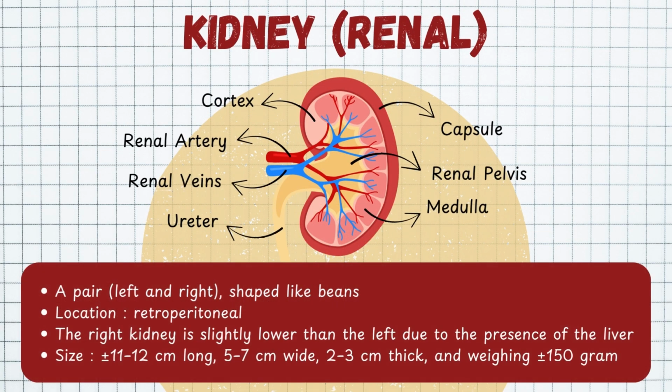The first is the kidney, or renal. In the renal, there's the cortex, capsule, renal pelvis, medulla, renal artery, renal veins, and the ureter. The kidneys are a pair, left and right, shaped like beans. The location is retroperitoneal, and the right kidney is slightly lower than the left due to the presence of the liver. The size is approximately 11 to 12 cm long, 5 to 7 cm wide, 2 to 3 cm thick, and weighing approximately 150 grams.